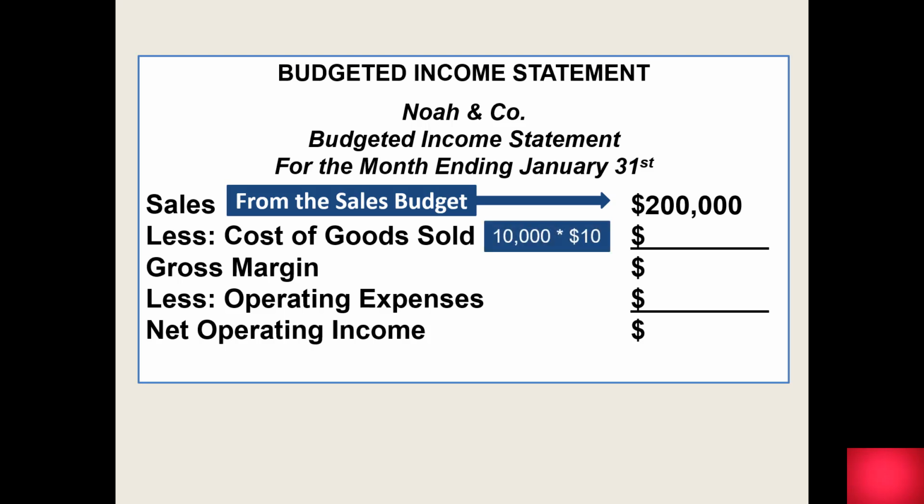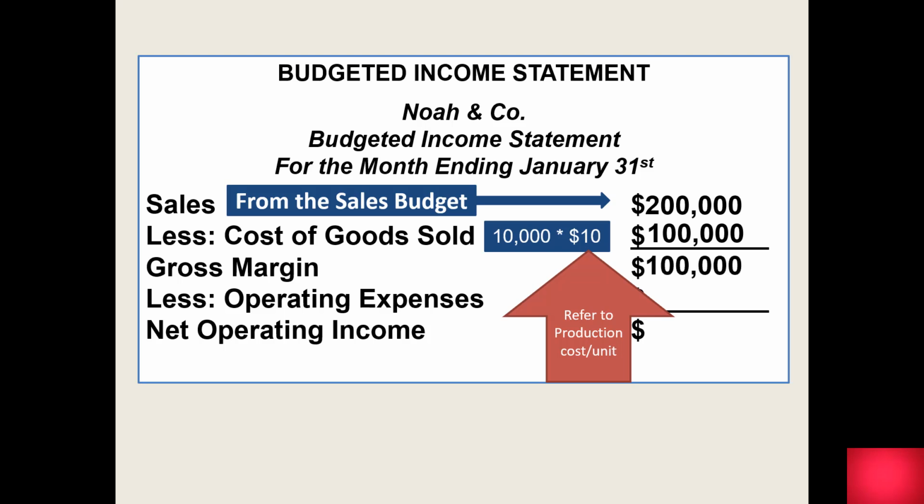Cost of goods sold, we're going to sell 10,000 units given in the problem, and we computed the cost per unit to be $10 if you referred to the production cost per unit calculation for the ending finished goods budget. Cost of goods sold is $100,000. That leaves a $100,000 gross margin.